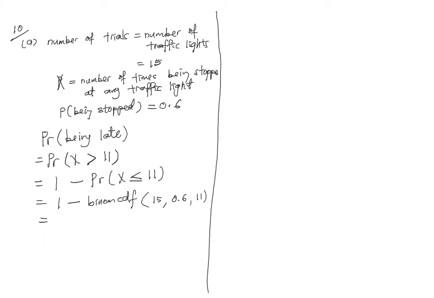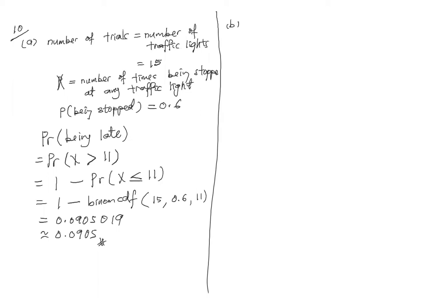15, 0.6, 11. Okay. Is your answer 0.0905019? So approximately 0.0905. Correct? Yep. Everyone okay so far? Good. So let's go to B. So now, find the probability that Shelley is on time for work each day of the 5-day week.